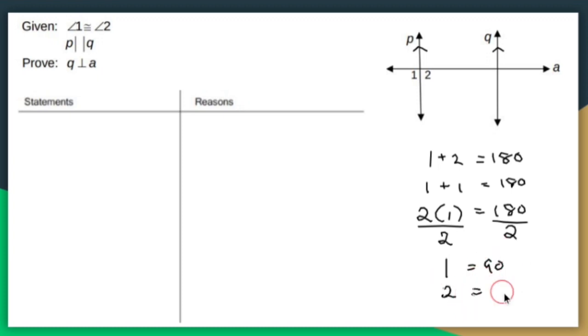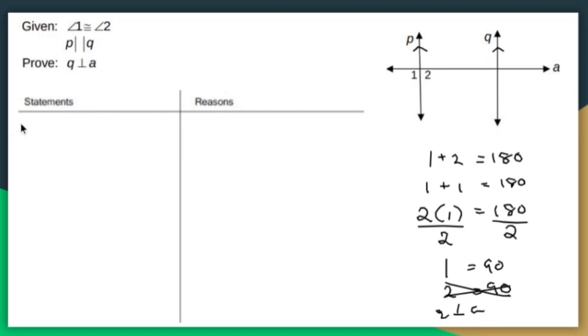Which means angle 2 is 90. In fact, I don't even need to say the fact that 2 is 90. I could skip that part. Once I know that 1 is 90, I have enough information to finish my proof and say Q is perpendicular to A. So let's set this up using all this information over here.